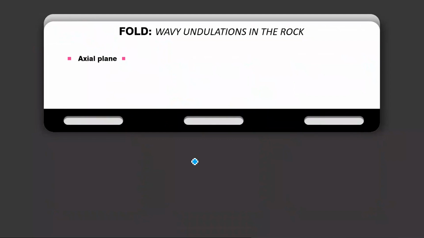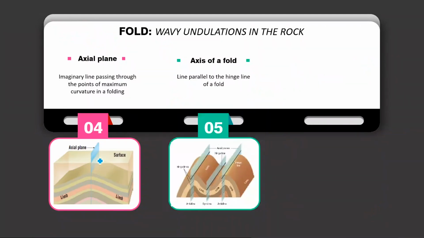Now the next part of the fold is the axial plane. The axial plane is an imaginary plane, we cannot properly put it, which divides the fold into two equal halves. It may or may not coincide with the fold axis or the fold hinge lines, but it is an imaginary plane passing through the point of maximum curvature in the fold or in the hinge lines. It may be a straight line, it may not be a straight line, it may be folded or it may be inclined.